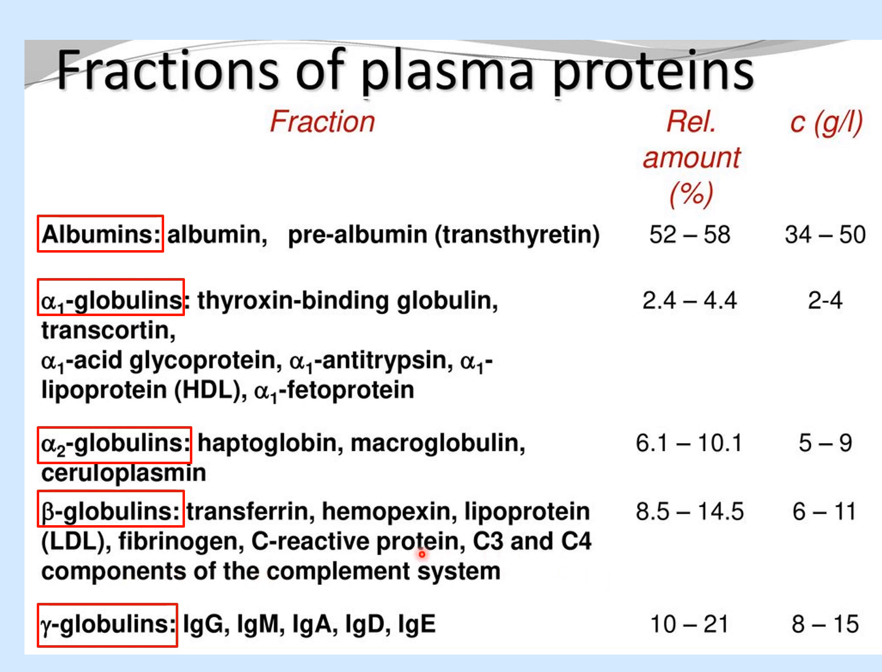I want to say that you should know functions for all these proteins, not only for beta globulins and albumins, but for alpha-1, alpha-2 globulins, and gamma globulins. Gamma globulins are immunoglobulins. I hope you know that there are immunoglobulin G, M, A, D, E. And these proteins are important for realization of the immune function of our blood.